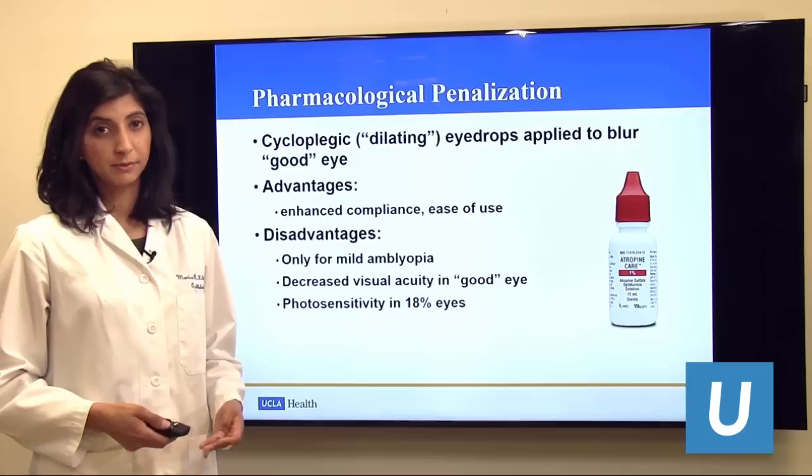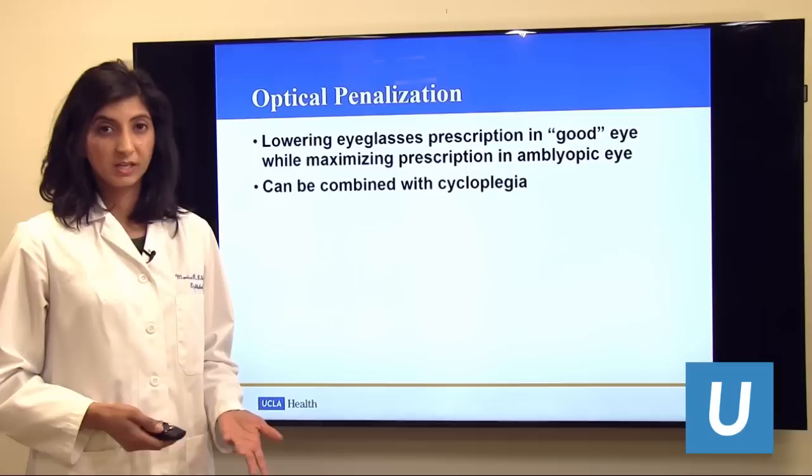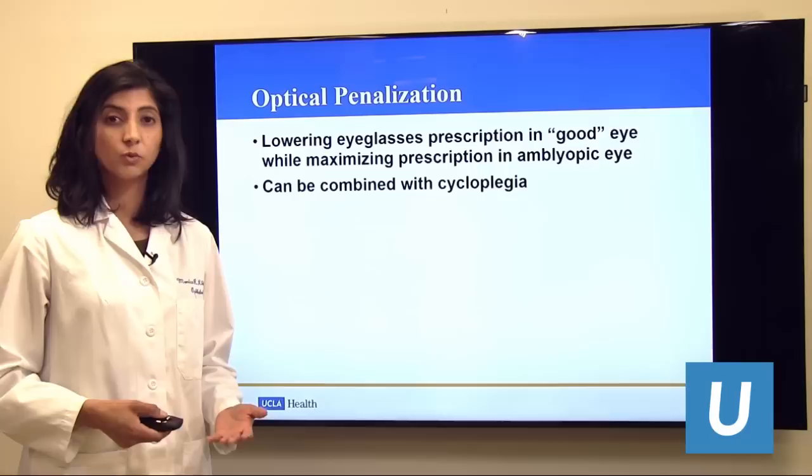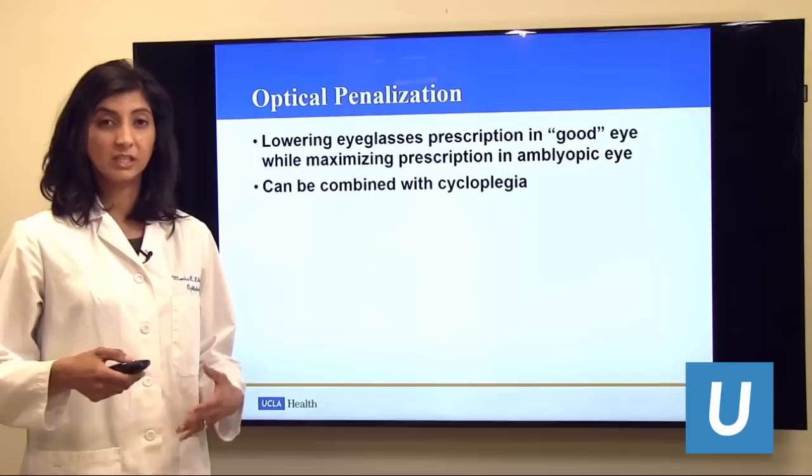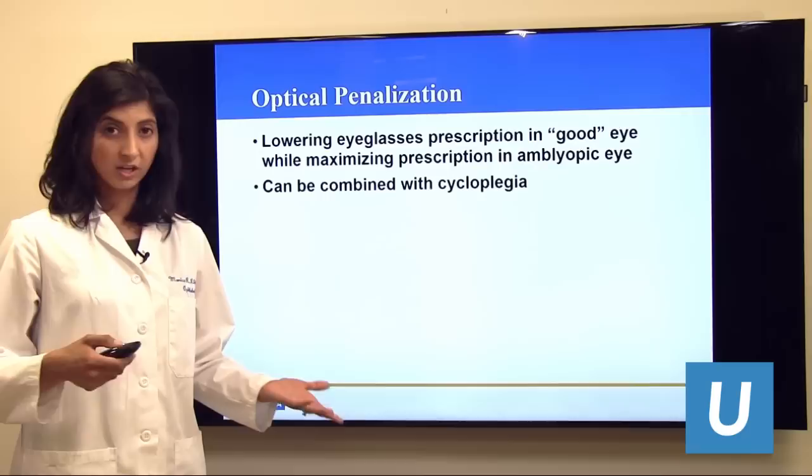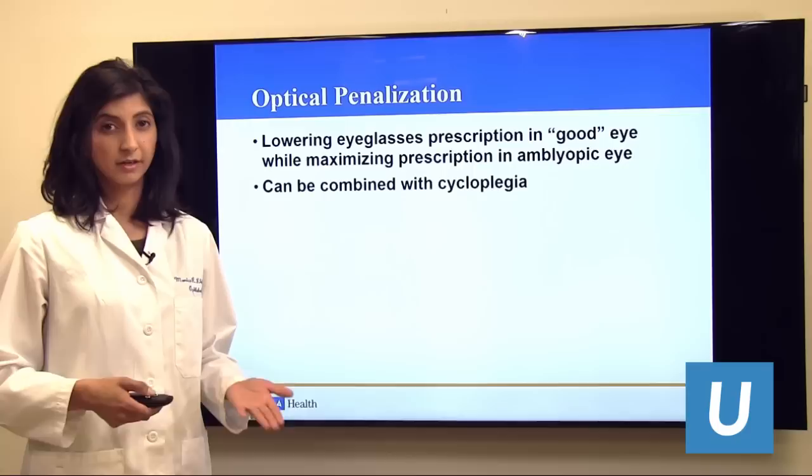Now, what else can we do? Well, another way that we can effectively blur the good eye is through optical penalization. This is where we change the eyeglasses prescription so that the amblyopic eye receives the optimized eyeglasses prescription, while the fellow good eye essentially receives a suboptimal prescription and effectively has a blur in that way.